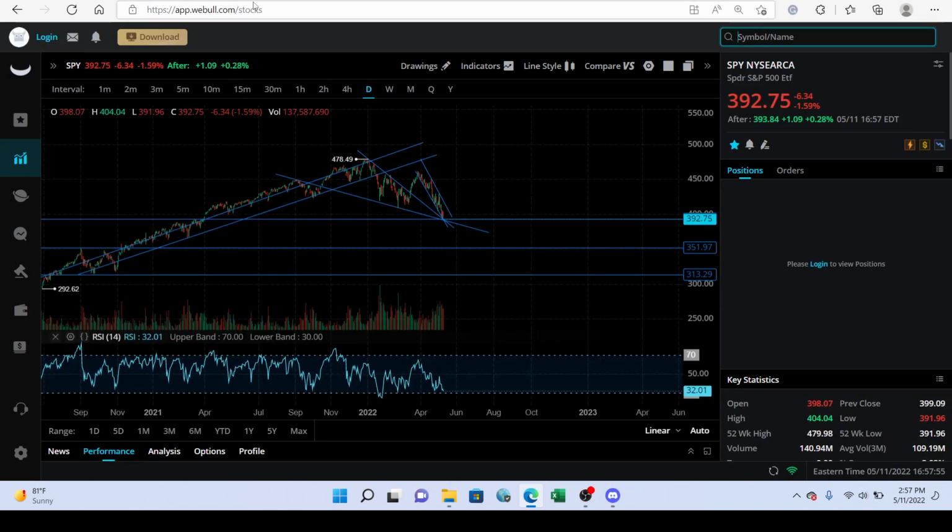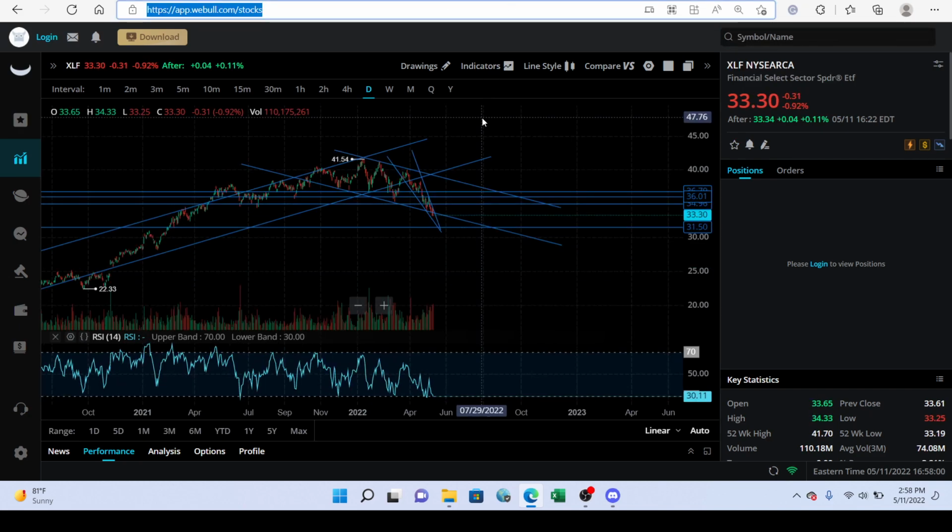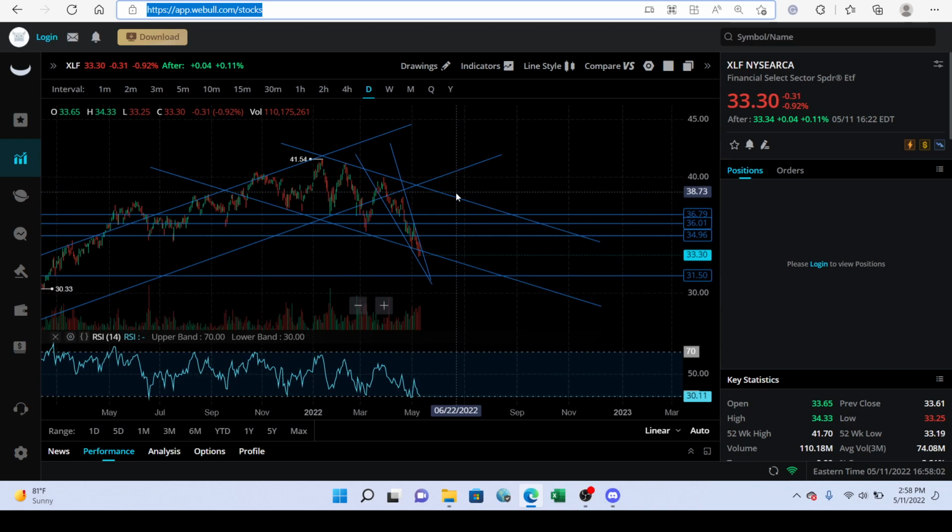SPY, which is the exact same thing that's going on in QQQ. Now, one more thing. XLF. So here on XLF, this is something different. This is kind of what worries me a little bit.